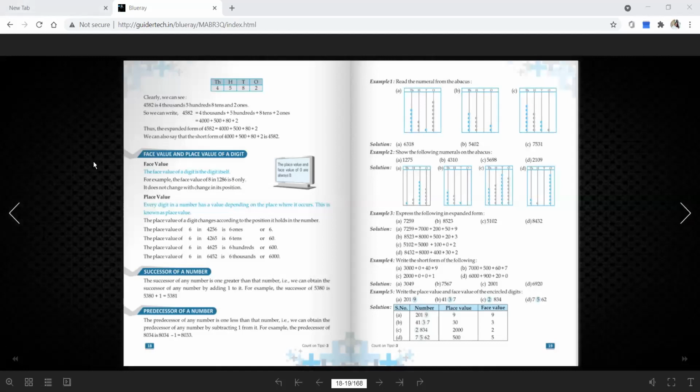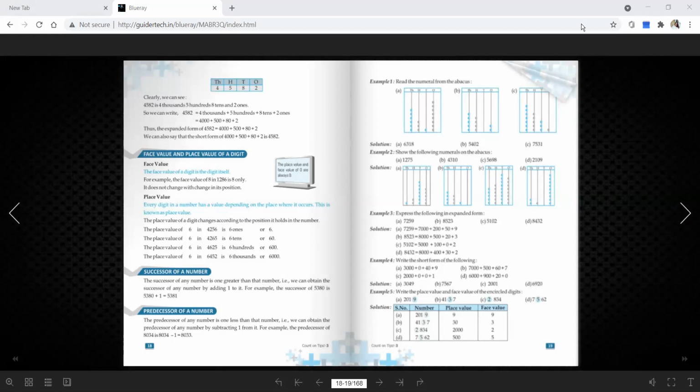Okay, this page, face value and place value, I hope that all of you understood nicely. Okay, next coming to successor of a number, predecessor of a number.